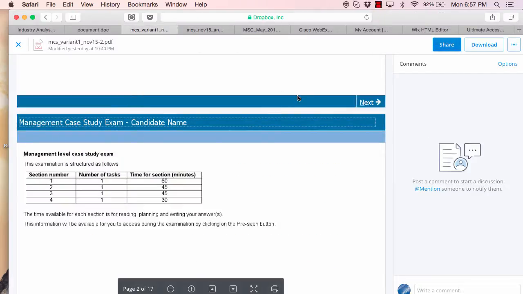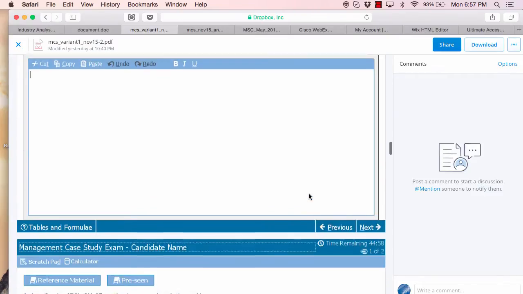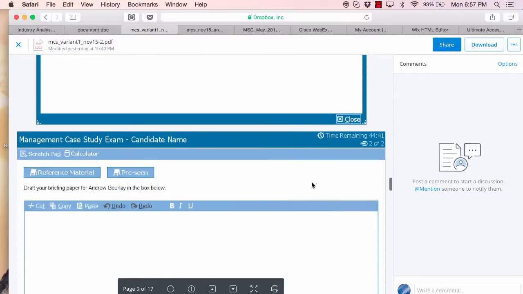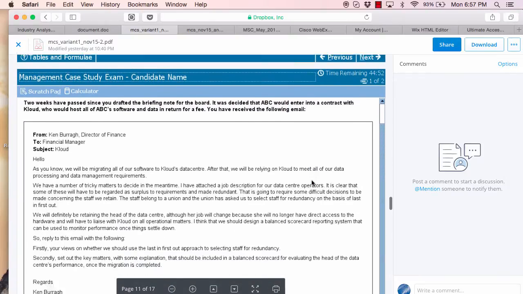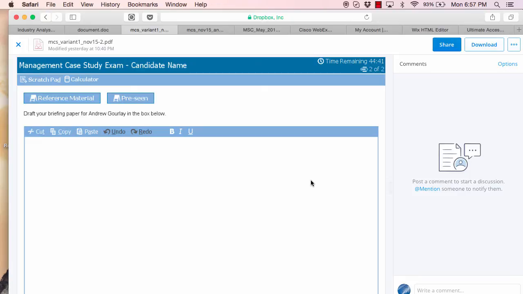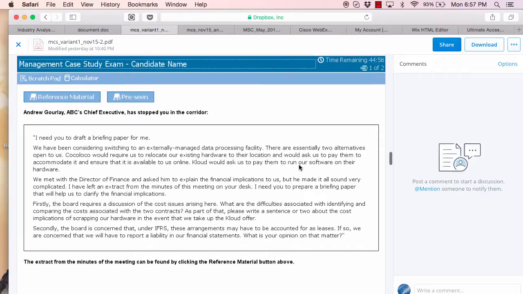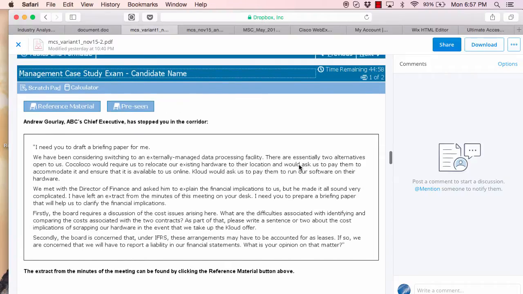Shall I read out the questions? Yes, please. The first question is whether we should be considering Cocoa or cloud services, and the financial implications to it. Cost issue arises. Okay, that's the same. Is it okay to relocate our hardware? Is it okay to scrap our hardware? Because we can still use it for another 6 years. This is what I've read so far.